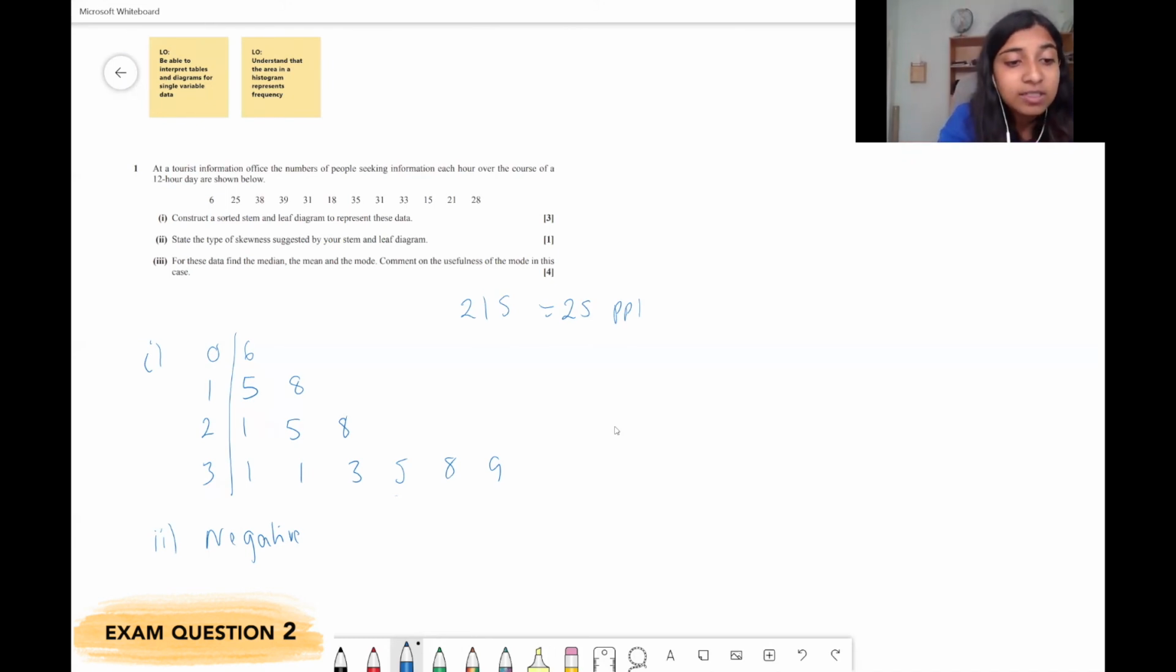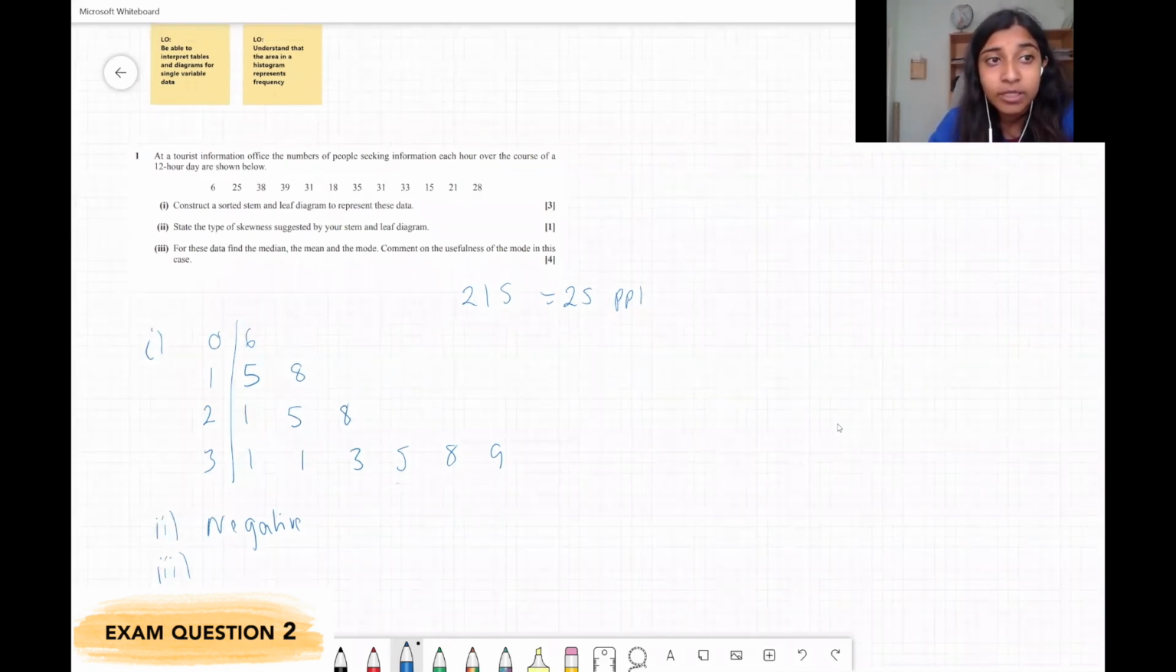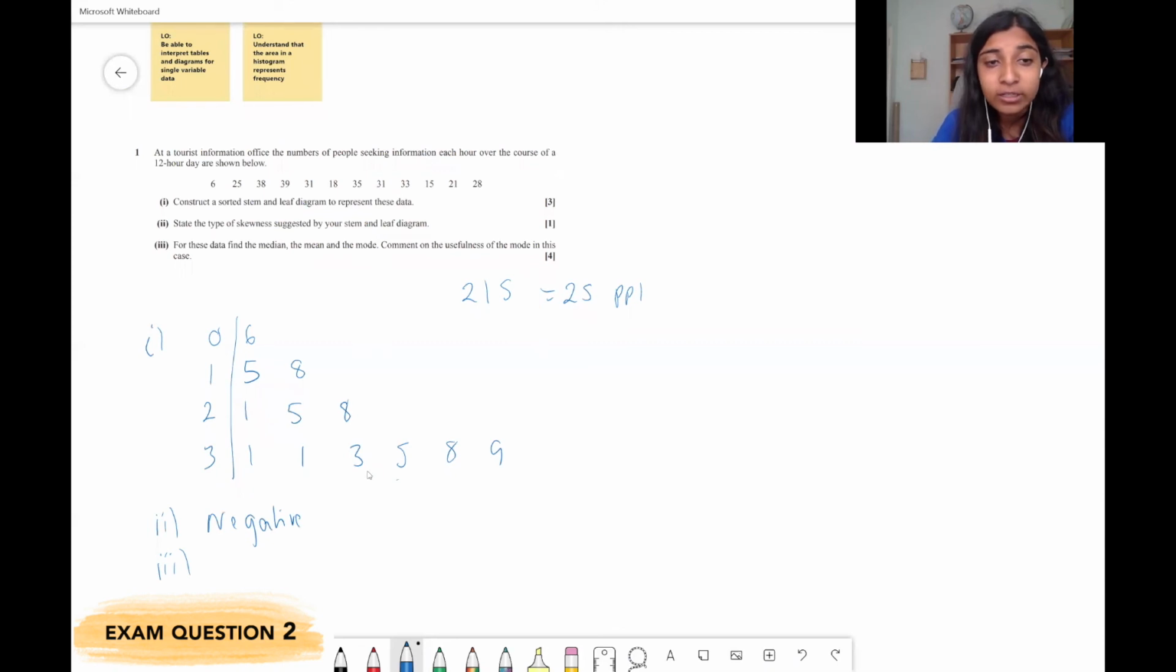And now for the last part, we want to find the median, the mean, and the mode for this data. To find the median, we have 12 values. So we just want to do 12 divided by 2, which is 6. We want to find the 6th value. So 1, 2, 3, 4, 5, 6. So our median is 28.